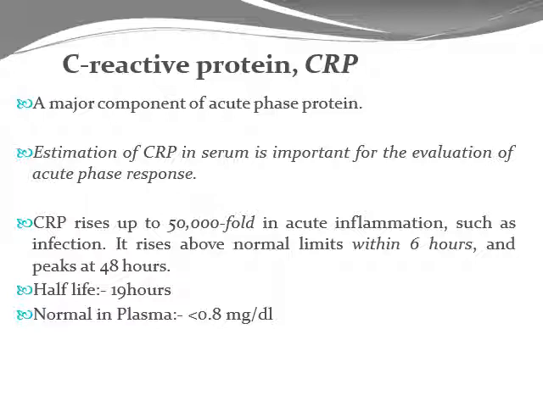This is a major component of the acute phase proteins. Sometimes in order to evaluate any acute phase response, we usually measure the amount of CRP. As we have seen, CRP will increase in a very high amount in cases of acute inflammation, and will ultimately reach its peak around 48 hours. The normal level of CRP, or C-reactive protein, is less than 0.8 milligram per deciliter.